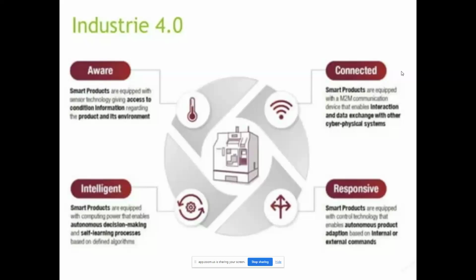And then responsive: smart products are equipped with the control technology that enables autonomous product adaptation based on internal and external commands. So as per the commands, as per the desire and requirements, a responsive communication is to be carried out. We have to put a request, and as per the request, there should be an acknowledgement. Based upon that, a response can be made. Smart products are equipped with a machine to machine communication device, which enables interaction and data exchange with other cyber physical systems. So not only between a single one, we are able to have communication among various smart sensors which are interconnected into a system. So this shows the clear picture of Industry 4.0.